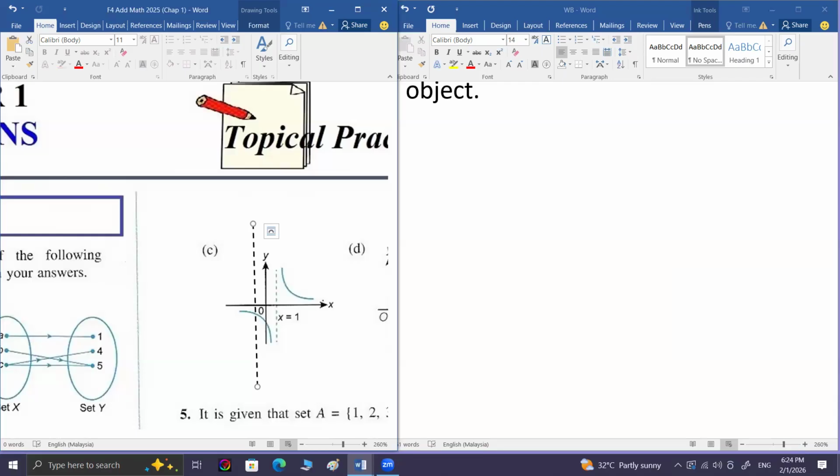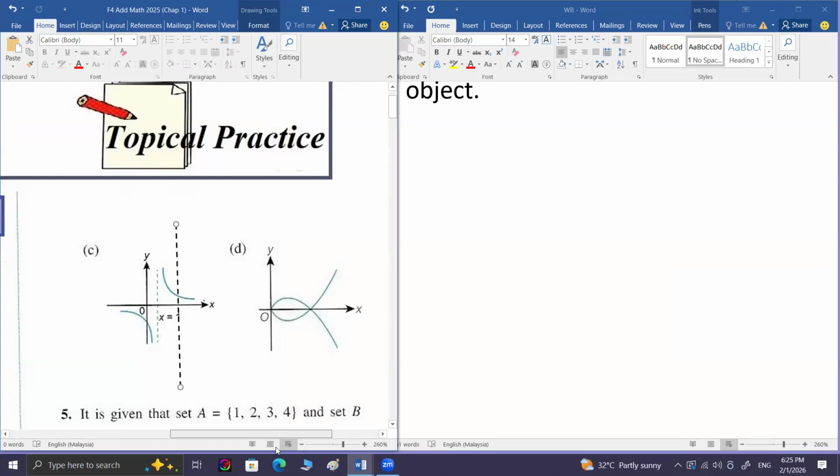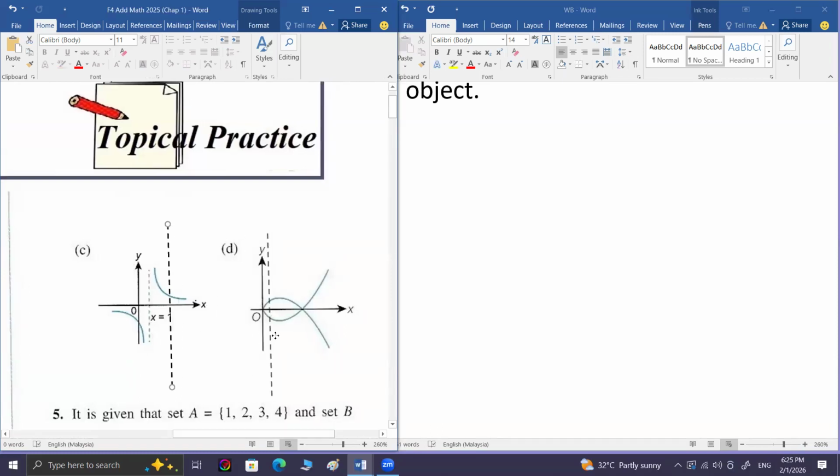Okay, C, yes or no? Is it a function? Yes, a function, right? Because no matter how you shift, it will cut the blue line with 1 point only, right? What about D? No, of course, you see, when I shift like that, we know that cut 2 points already, right? So you tell that not a function.